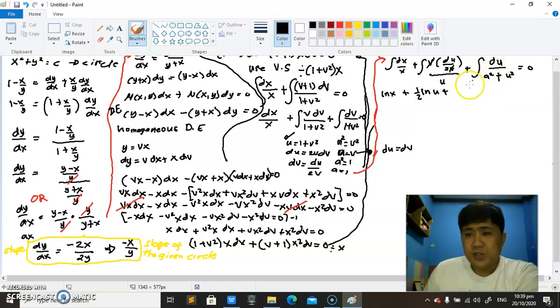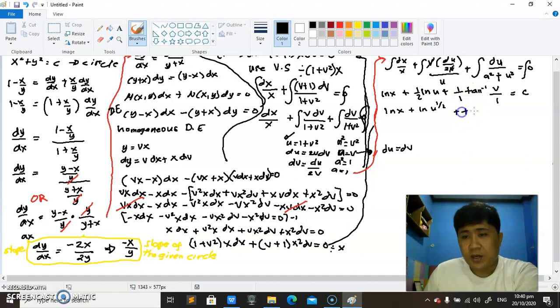plus, so we have 1 over a, which is 1, arctangent u, your u is equivalent to v, u over a, which is still 1, equals c. So from here, we can multiply it by 2, or we can just go directly like this: ln of x plus ln of u raised to the power of 1/2, right? Plus, that is 1, arctangent v equals c.